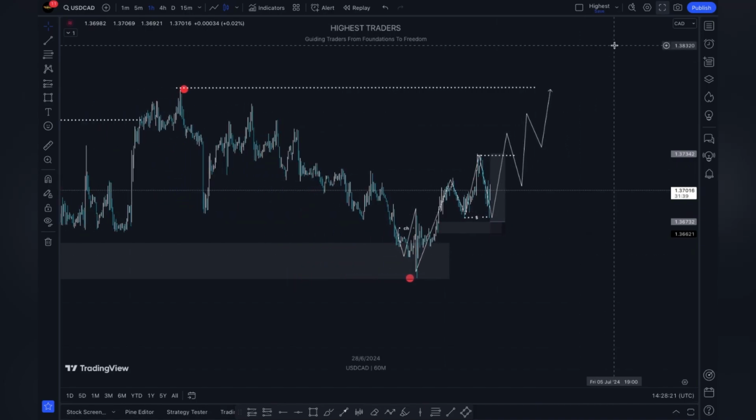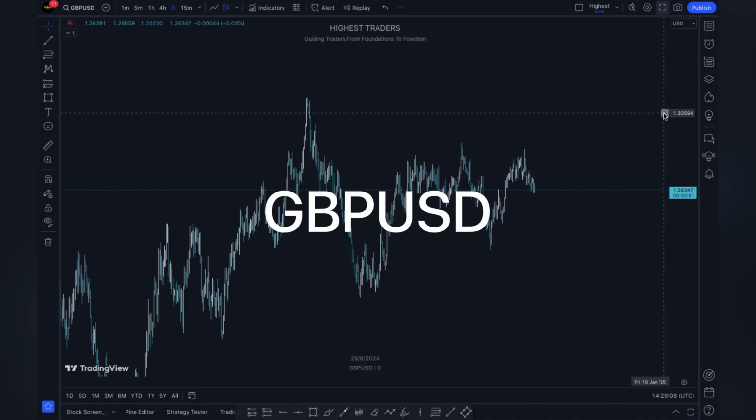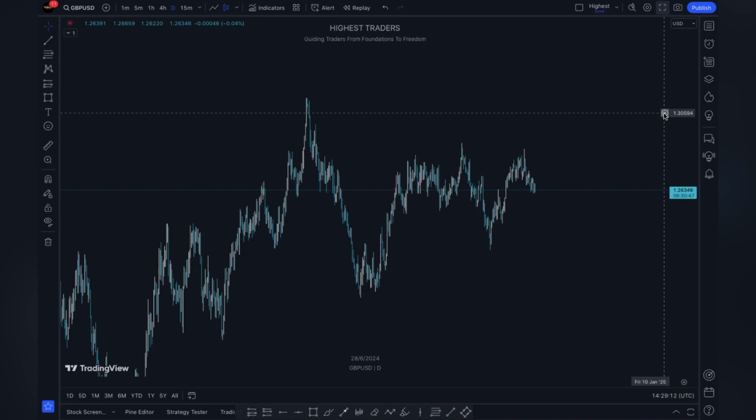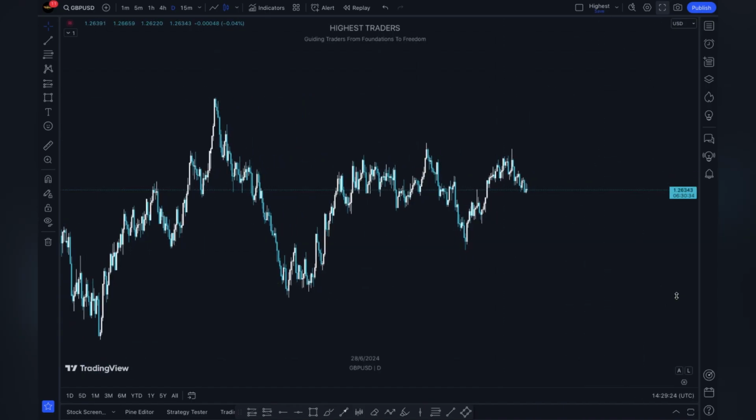So let's look at GBPUSD and let's call it a day for this video. Alright people, so this is GBPUSD and we are back again on the daily time frame. Like I said, my time frames are the daily for the overall structure, the 4 hour and the 1 hour for the medium, and then the 5 minute and 1 minute for the primary, which is the entry time frame. So this is the daily time frame structure right here.